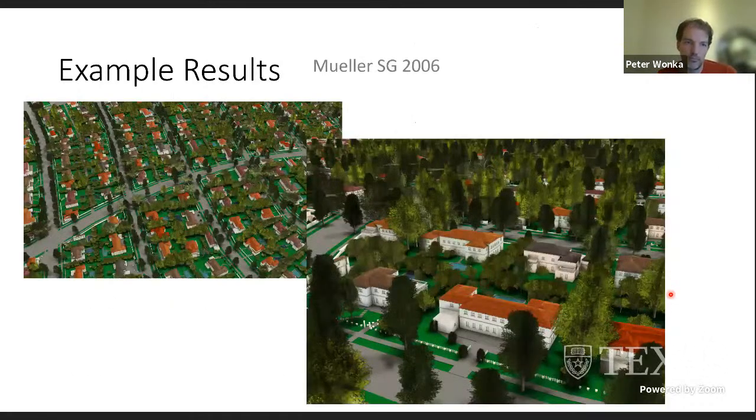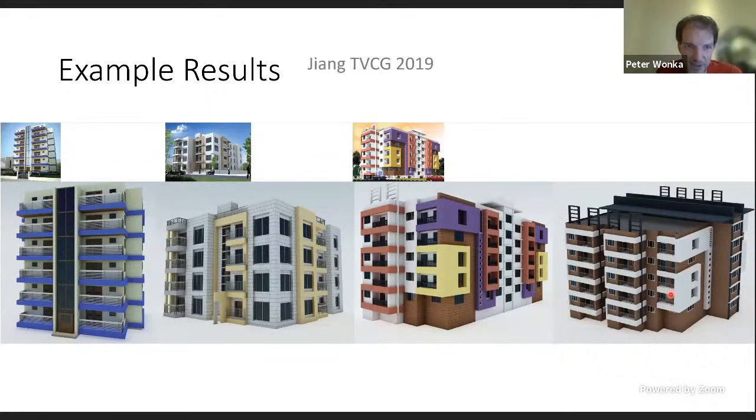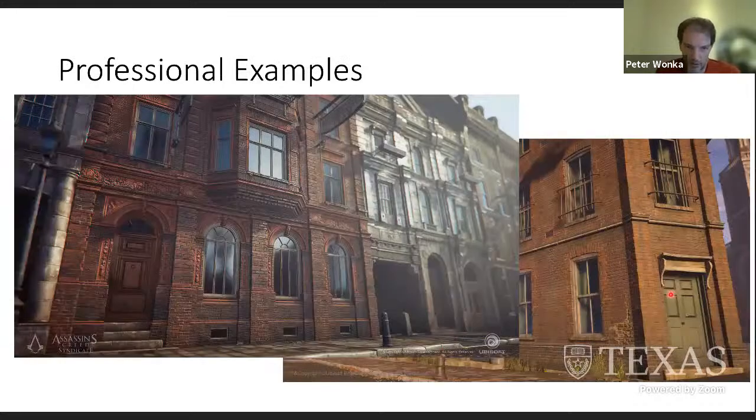So, not going into all these details, one example result from an earlier paper that is in 2006 is inspired by some American suburbs. And then this is kind of the last paper that someone in my group worked on, from TVCG 2019, that can do more complex mass models with a different type of grammar. This work has been used by quite a lot of people, either by re-implementation or using the software City Engine.